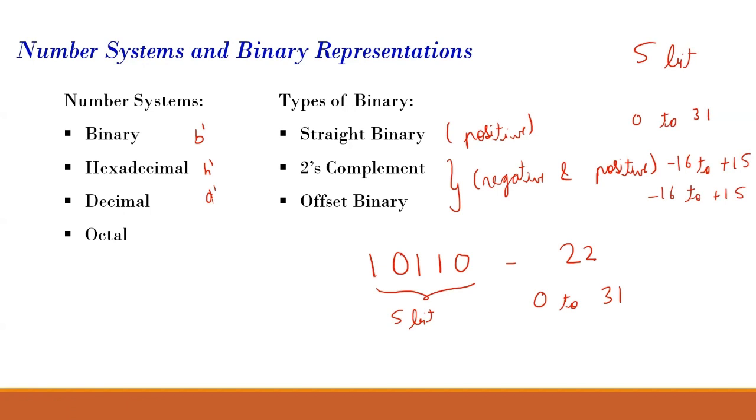Sir, I don't know why offset binary can't represent... what is the difference between 2's complement and offset value? Okay, I'll tell that. Next, Banerjee, you were saying something?